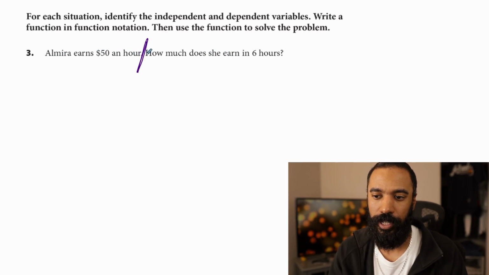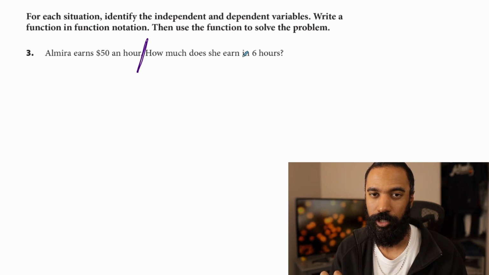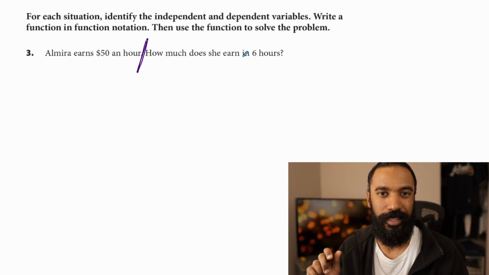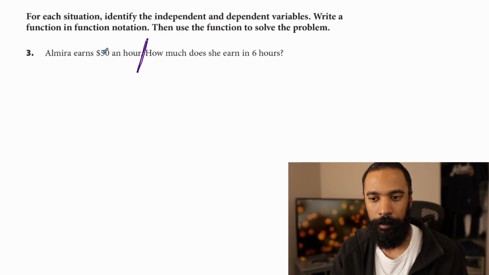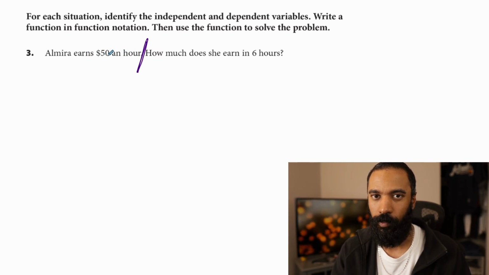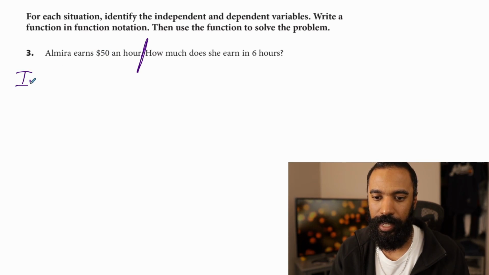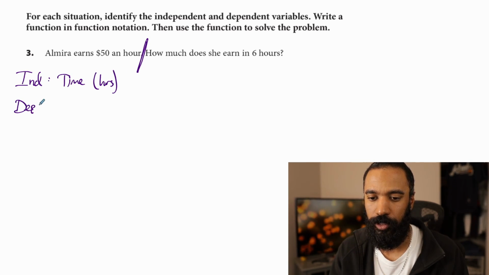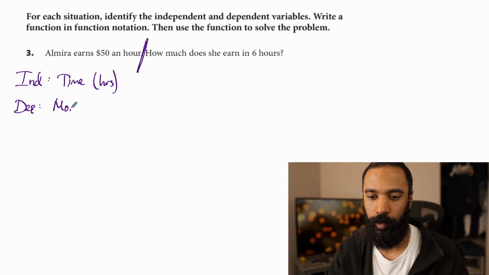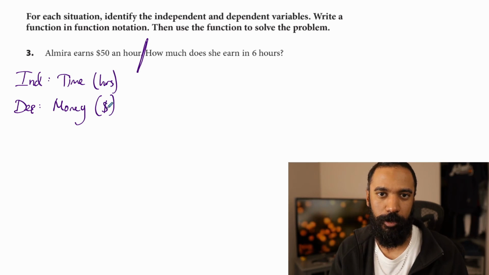Elmira earns $50 an hour. How much does she earn in 6 hours? Point blank, I'm sure you know the answer, which means you can probably write the function. This is just like the last one. So Elmira earns $50 an hour. So $50 is a constant rate. Once again, this is not a variable, but there are two variables in time and in dollars earned. Time, the time is in hours, and the dependent variable, of course, is dollars earned for the same reason as the last one. Depending on the time, that tells you how much money you'll end up making.